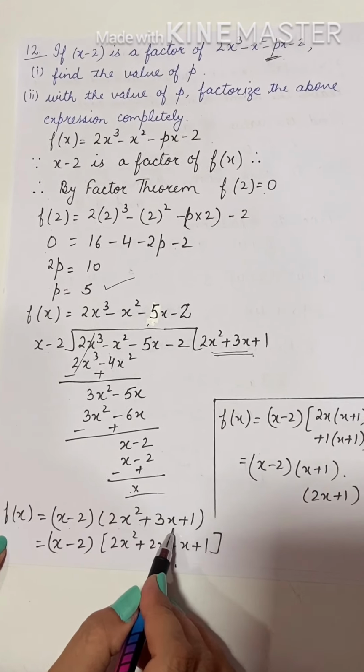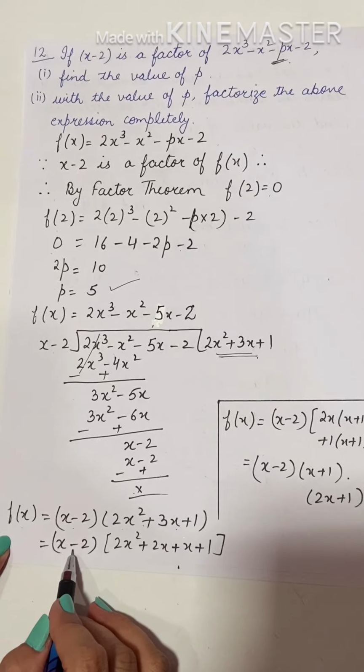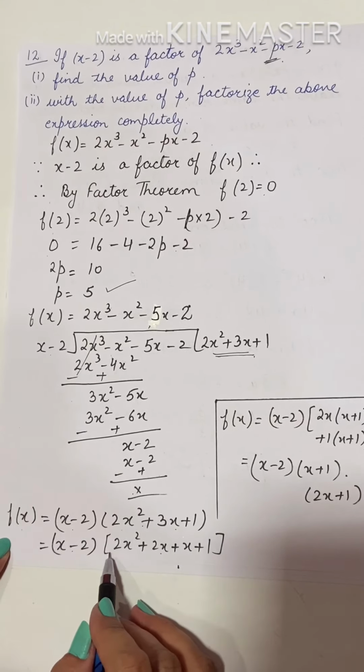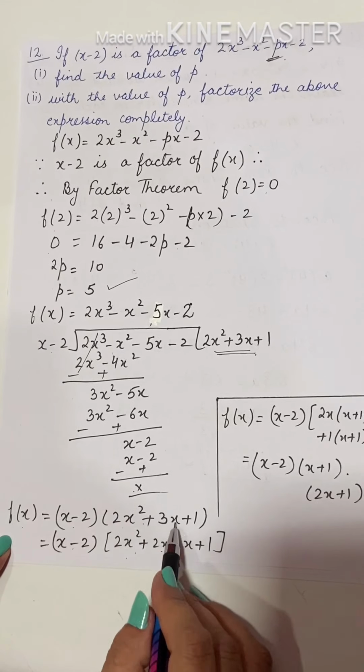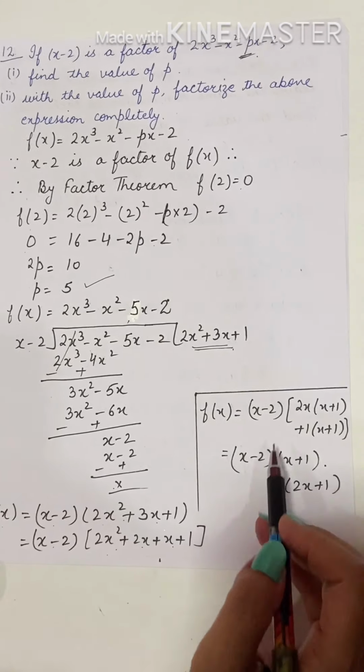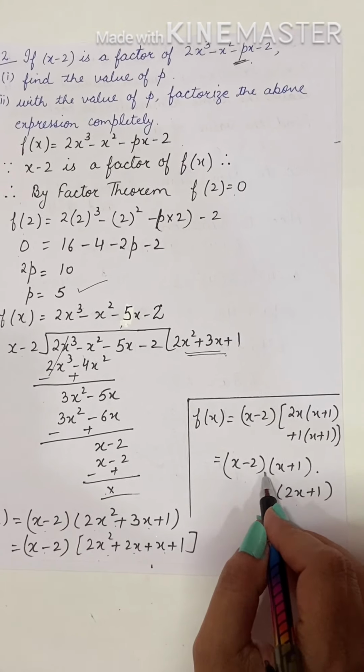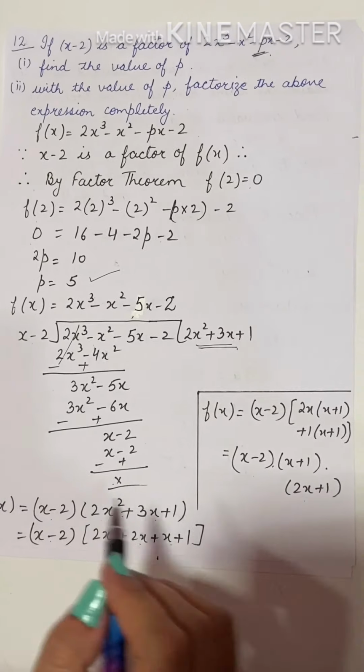Again this is a quadratic polynomial and this is a linear one, so this can be further factorized by the midterm split method which I have shown here. This is 2x square plus 2x plus 1 and after that it will be x minus 2 into x plus 1 into 2x plus 1. Remember this thing, very important.